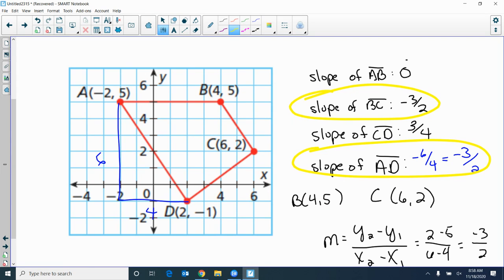Now you're going to get something like this, where you got to find the slope of those points or those lines.